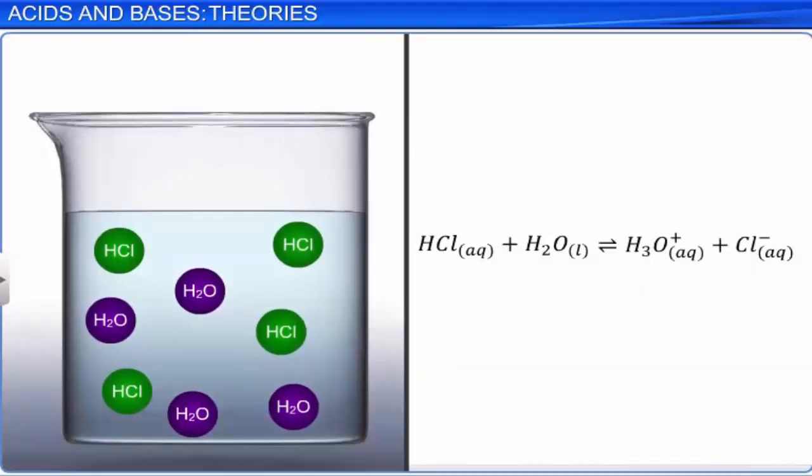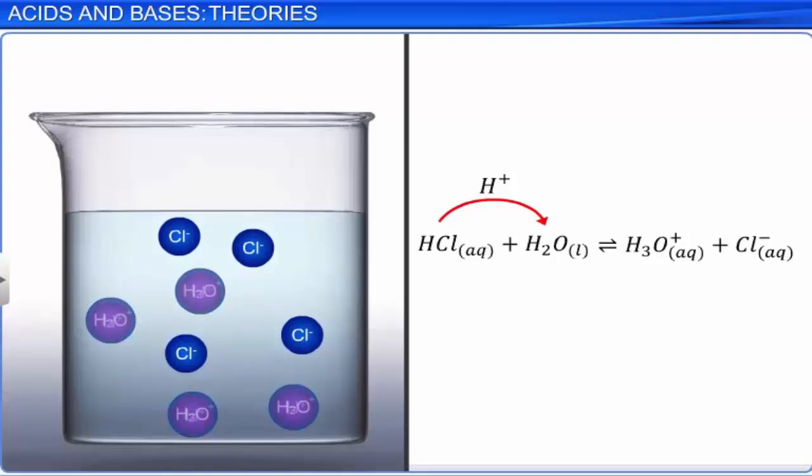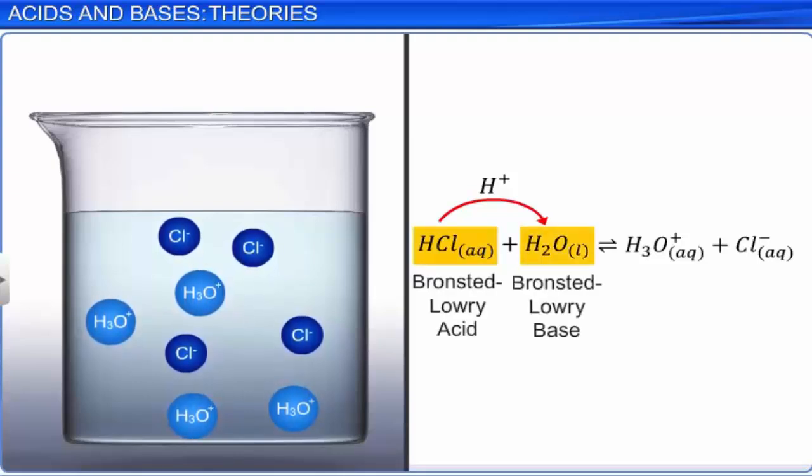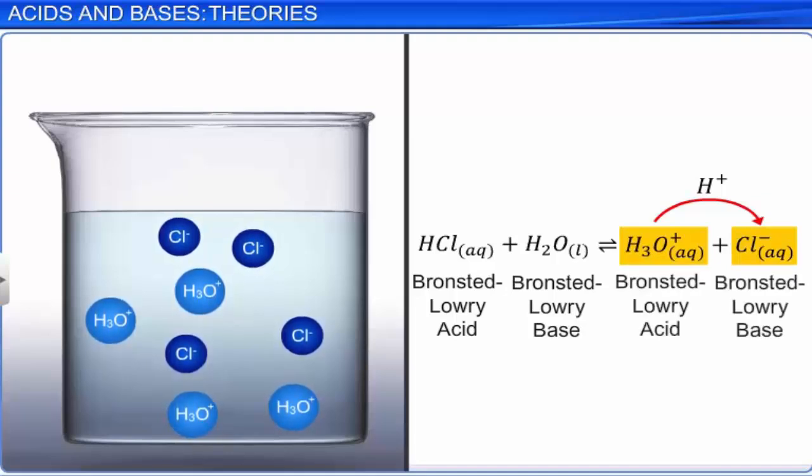Now, in the ionization of HCl in water, HCl acts as a proton donor and water acts as a proton acceptor. Hence, HCl and water are called Bronsted-Lowry acid and base, respectively. As you can see, in the reverse reaction, the H3O+ ion acts as a proton donor and the chloride ion acts as a proton acceptor. Thus, the H3O+ and Cl- ions act as Bronsted-Lowry acid and base, respectively.